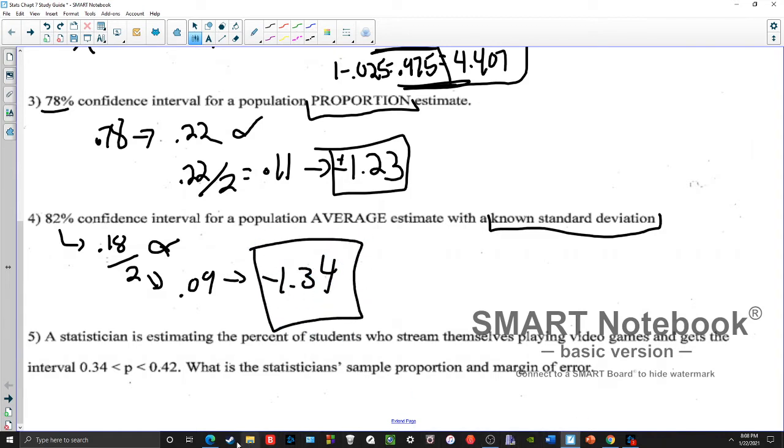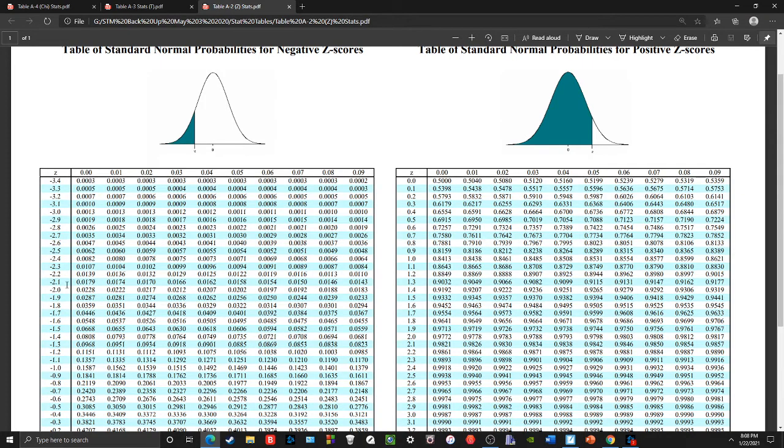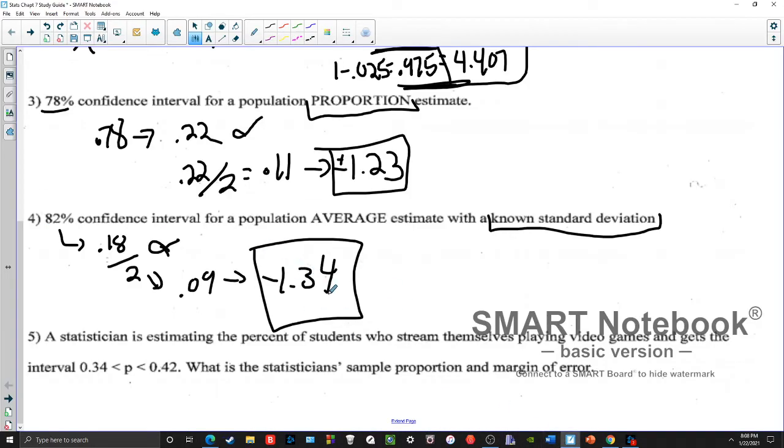If we check that here real quick, negative 1.34, we should get as close to 0.09 as possible. So negative 1.30, 1, 2, 3, 4. Yep, that's about as close to 0.09 as I think I can get there. So that would be my critical value. Again, it would technically be plus or minus, but that's all right if you just write within the table.